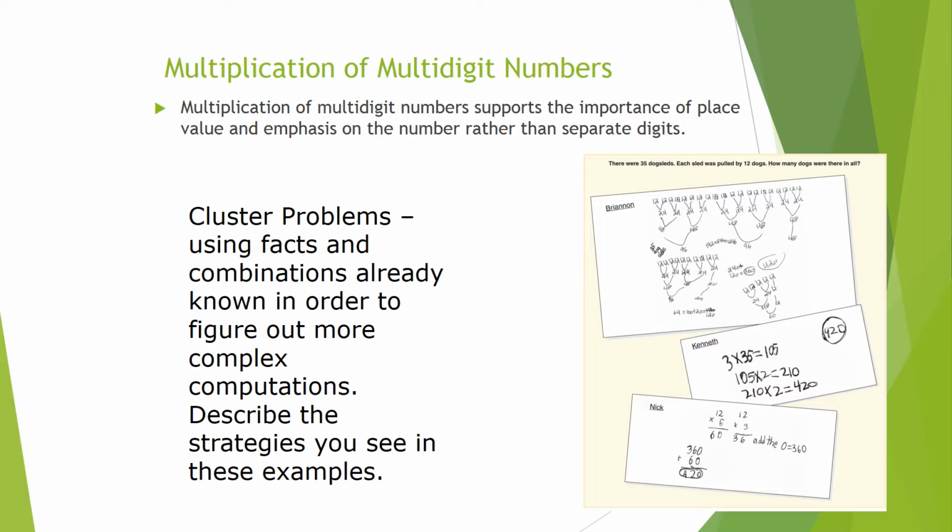Now Nick, there at the bottom, took the 12 times 5, and he got 60. Then he did 12 times 3, which was 36. But he knew that the 3 was in the tens place, so he added a 0 to make 360. And then he just added 360 plus 60 equals 420.